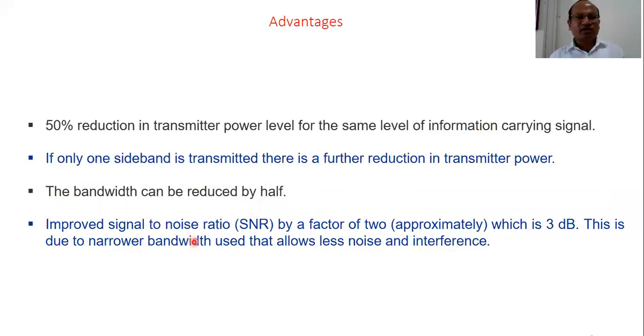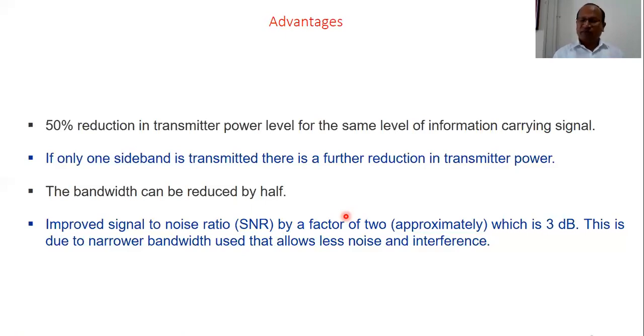The next advantage, though we have explained this, is improved SNR by a factor of 2. This is the calculation which we have not done here; we'll do it in a subsequent lecture. I have explained why the SNR is improved, because the channel has also constricted. The channel means the total bandwidth of the transmitted signal has become half. So the possibility of interference and noise mixing with the original signal has reduced.